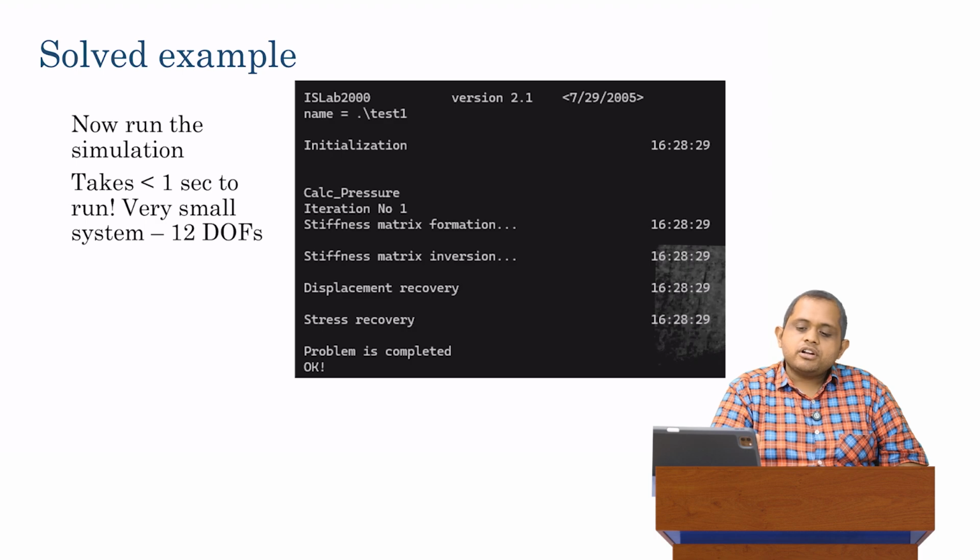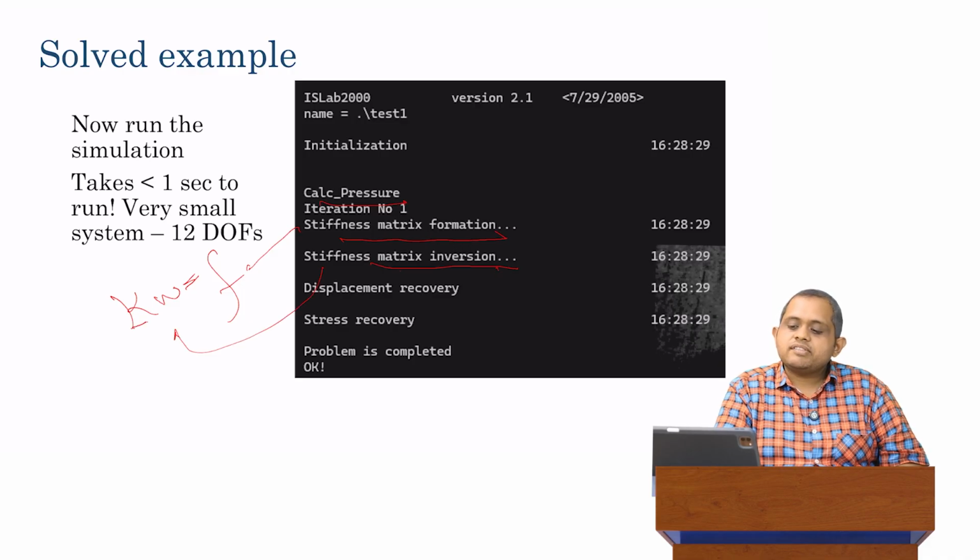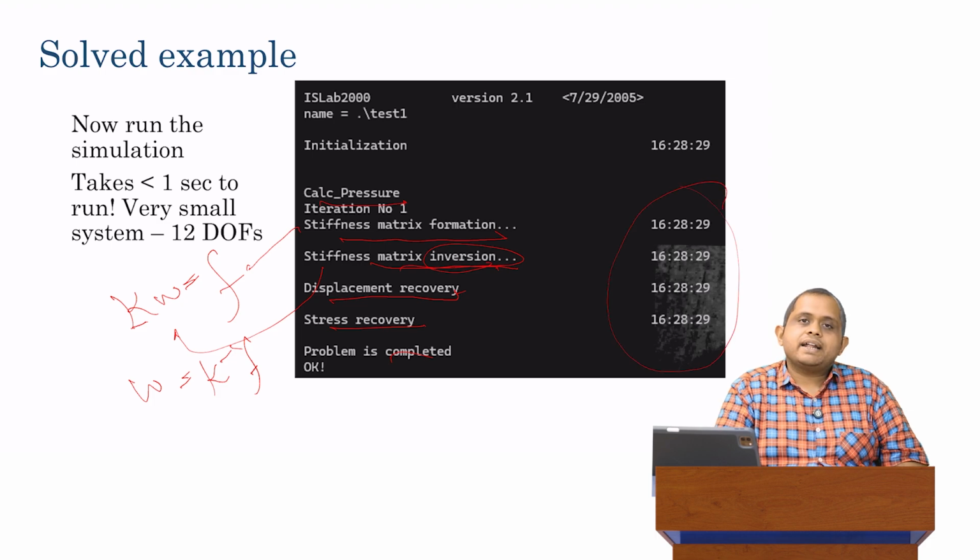So once the input file is generated, you press run on the software and it runs the simulation. Now it will give you a little bit of information on how it runs. It will tell you that it's calculating the pressure, it will form the stiffness matrix, and it will solve the stiffness matrix. So it's Kw = F. This line says K has been formed. This line says K has been solved. It says stiffness matrix inversion. It's not actually inverting it, it's just solving the stiffness matrix. So you're now getting w = K^-1 F. Then it calculates the displacement, which is called displacement recovery. From the displacement, it calculates stresses, and the problem is completed. And it gives you a timestamp for when it happened.